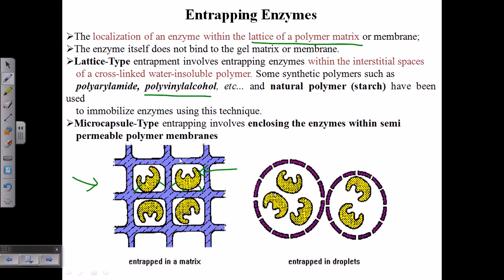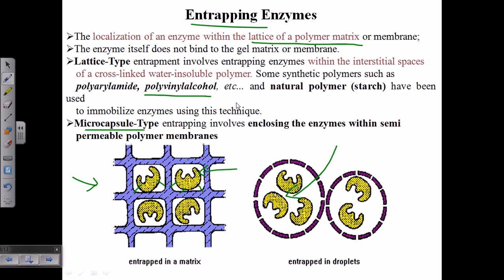Now, another mode of entrapment method is via the microcapsule mode. In case of microcapsule, it is a little different, but it is also a type of entrapment. So what we can see here, we take enzymes and put them into the vesicle. We make vesicles utilizing different polymerizing agents.